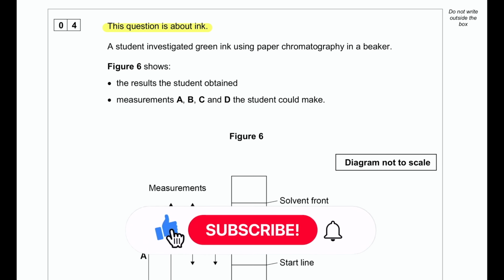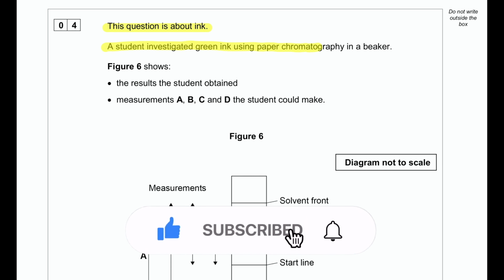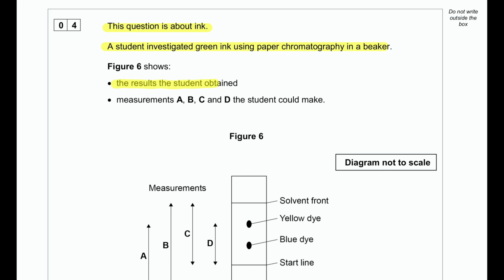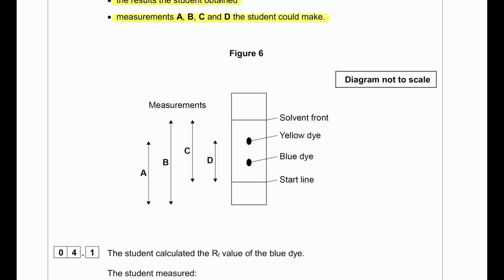This question is about ink. A student investigated green ink using paper chromatography in a beaker. These are the results the student obtained, and the measurements A, B, C, D the student could make. So we can see the A, B, C, D.